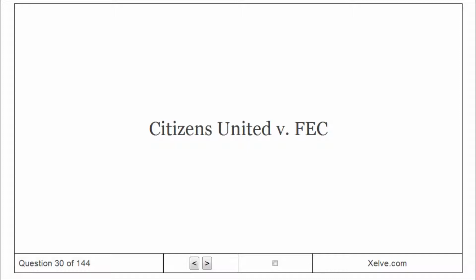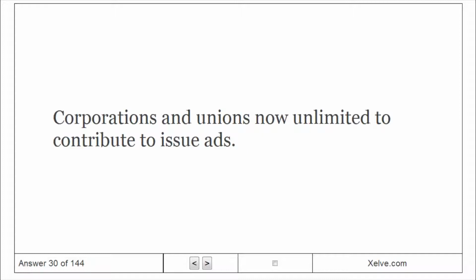Citizens United v. FEC. Corporations and unions are now unlimited to contribute to issue ads.